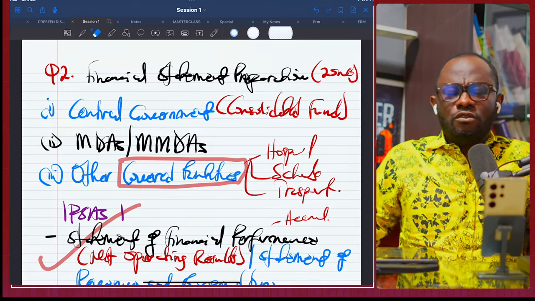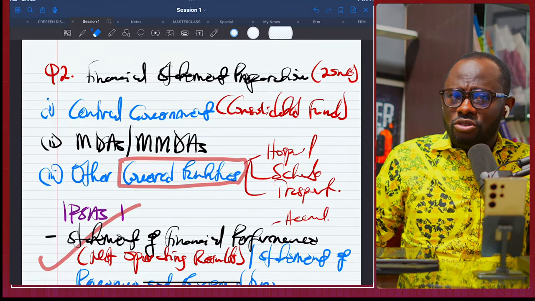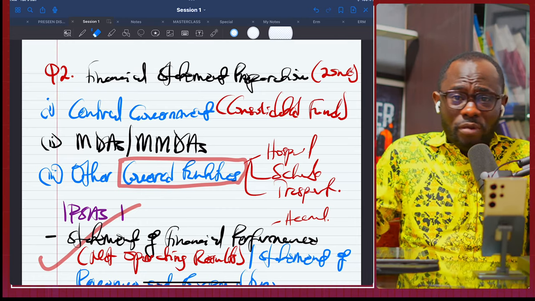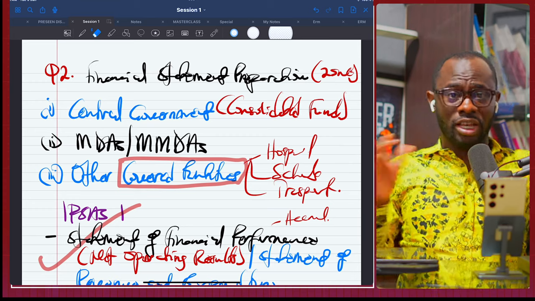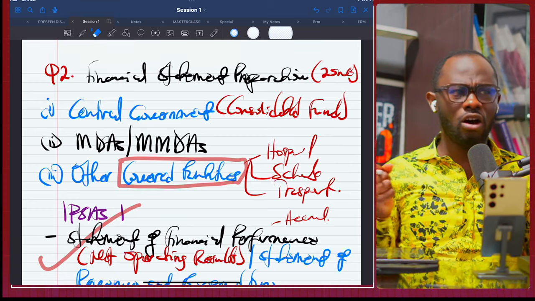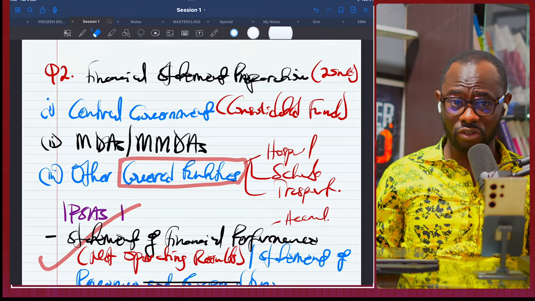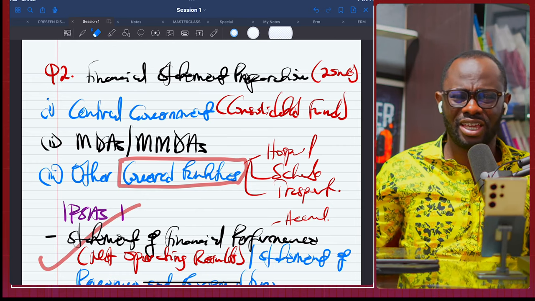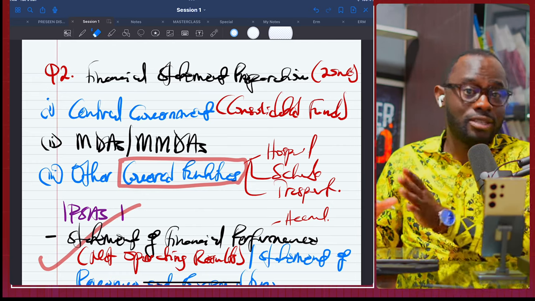All right. What kind of financial statement will the examiner ask you to prepare? It depends on how excited the examiner is. He will ask you to prepare the traditional guise, which is the statement of financial performance and statement of financial position, or he will ask you to prepare the cash flow statement. It's his jurisdiction. He can decide whatever he wants to do. But that's question 2.